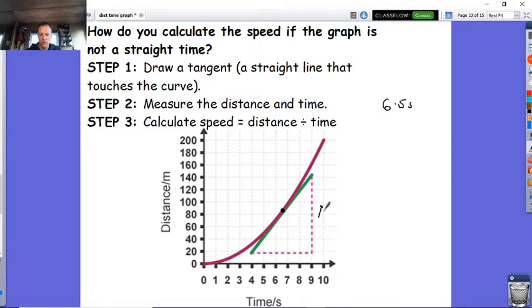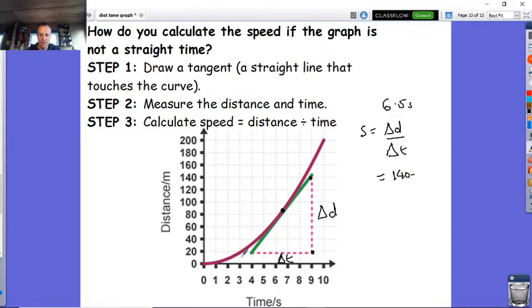So the symbol we use is a delta d, which is going to be a change in distance, and here's going to be your change in time. Now that's a delta symbol. So therefore you know your speed is going to be the change in distance, which is delta d, over a change in time, which is delta t. Therefore your delta d, I'm going to make it nice and easy, is about 140. Then I'm going to take this one down here.